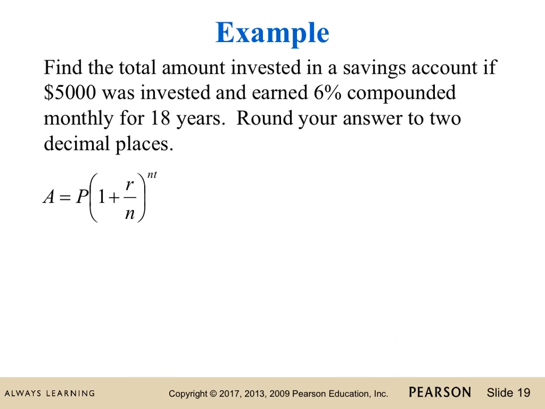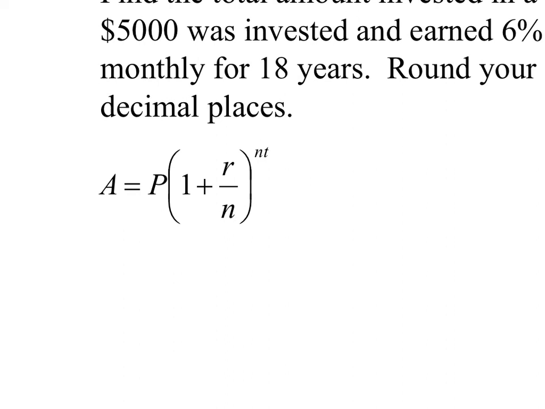Okay, an example with compound interest, same idea. We're going to use our A equals P times 1 plus R over N to the NT, where P is the principal, A is the amount in the account, R is the annual interest rate, N is the number of compounding periods per year, and then T is the number of years. In this problem, we need to find out the amount if we take $5,000 invested at 6% compounded monthly for 18 years.